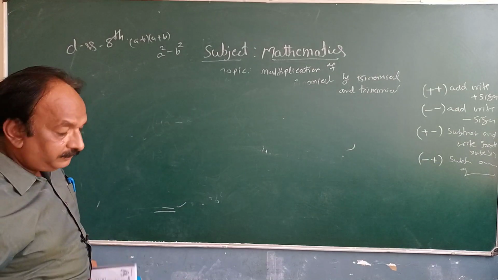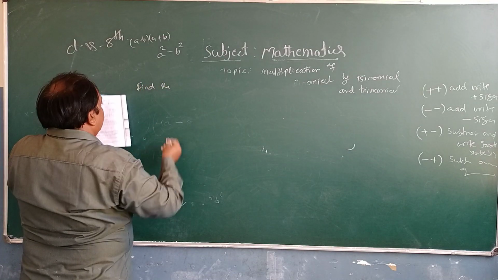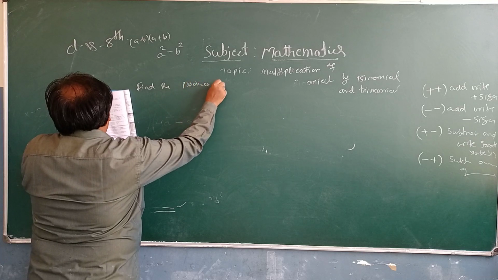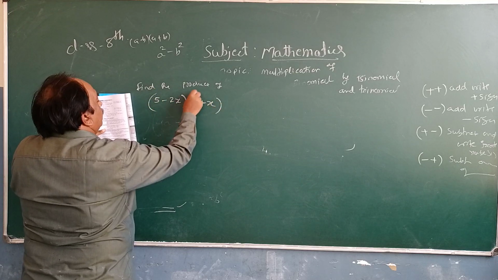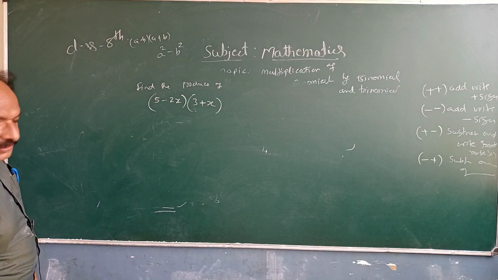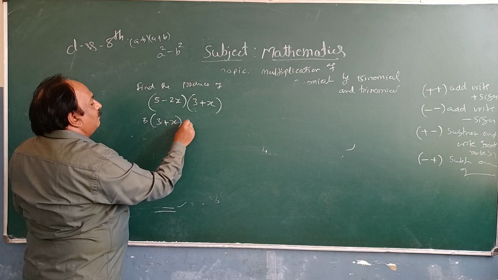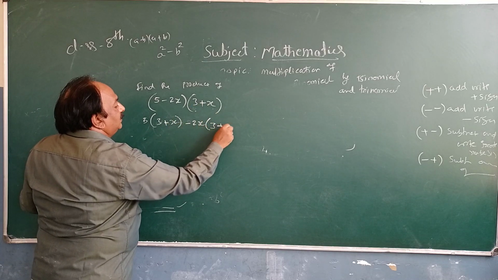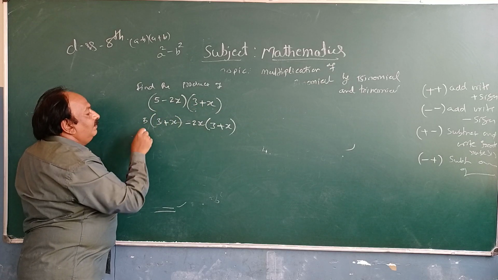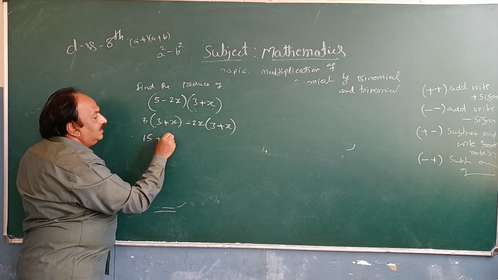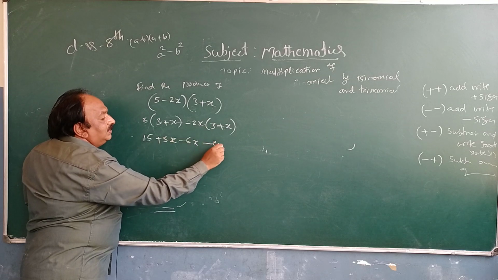Find the product of (5 minus 2x) into (3 plus x). The same multiplication: 5 into (3 plus x) minus 2x into (3 plus x). 5 threes are 15. 5 into x, 5x. Minus 2 threes are 6x, and minus 2x into x is minus 2x square.